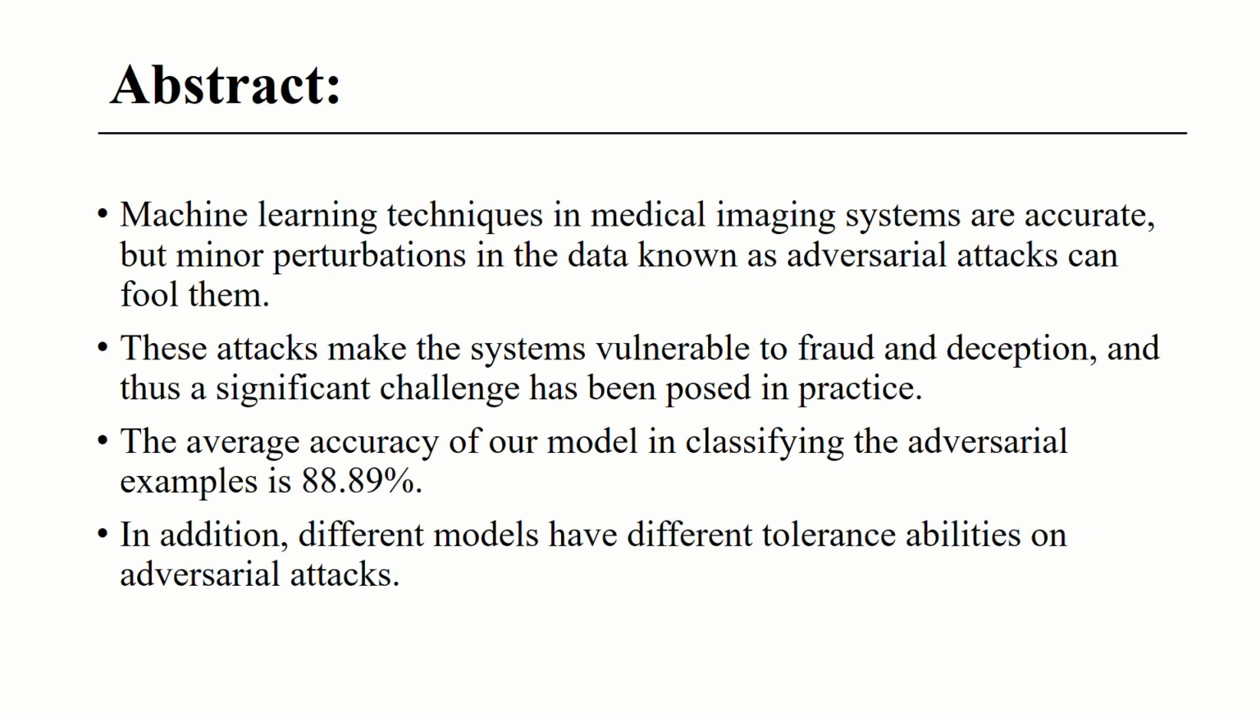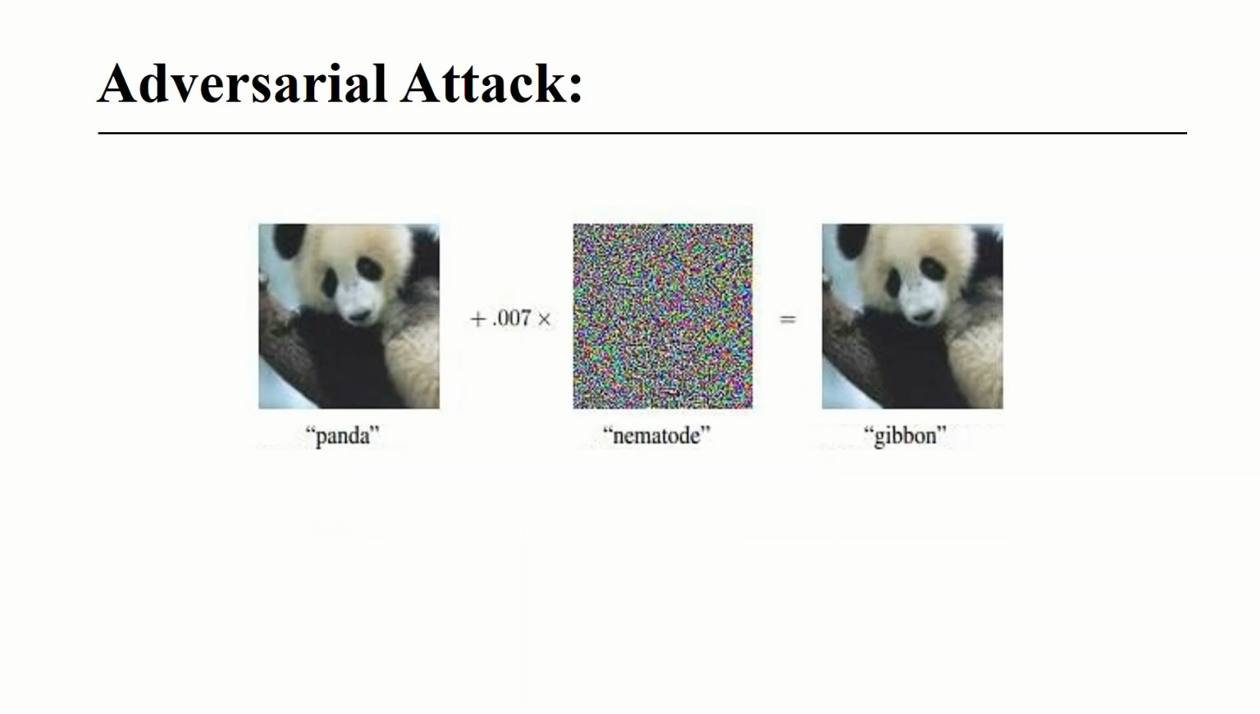In this video, we'll explore the vulnerabilities of machine learning in medical image classification and our proposed methods to enhance security and accuracy. The average accuracy of a model is 88.8%. In addition, different models have different tolerant abilities on adversarial attacks. Basically, the first image, which is a panda, as you can see, is attacked with a noise. This noise manipulates the machine learning algorithm to identify the image as a gibbon, which is a variant of panda.